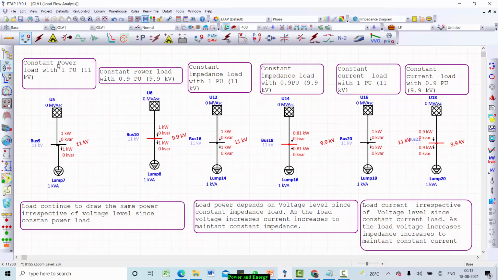In conclusion, constant power load always draws constant power irrespective of the change in the voltage. Constant impedance load will maintain constant impedance by changing voltage and current, and constant current load always draws a constant current irrespective of a change in voltage.